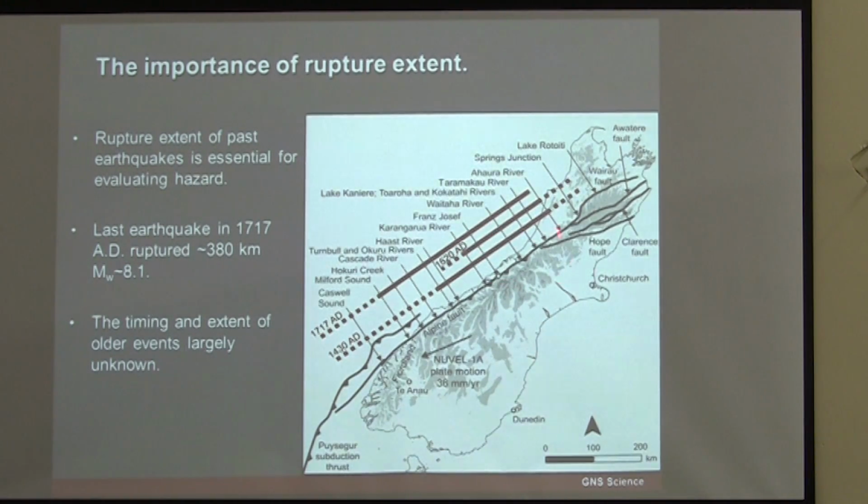However, we have relatively patchy evidence for how much of the fault broke during preceding earthquakes. And this is a problem in the same way that Ursula was talking about, because in order to predict how much of the fault will break during the next event, we really want to have many events in the past that we have this information for.